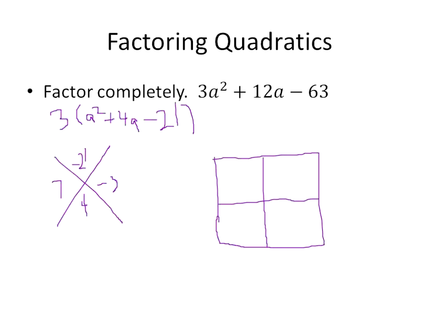Okay, and I have to go check. Okay. And so this is going to be the a squared. And your negative 21. And then you've got your 7a and your negative 3a. So this would be a negative 3, right? This would be an a. A times a makes a squared, and a times negative 3 makes negative 3a, and this would be a positive 7, it looks like. So what did you guys get?